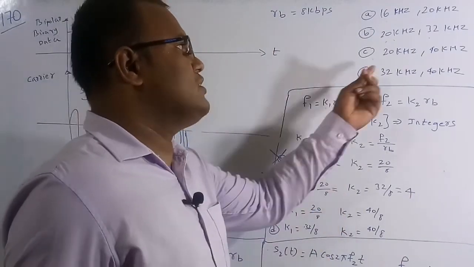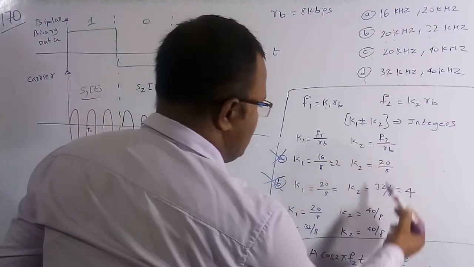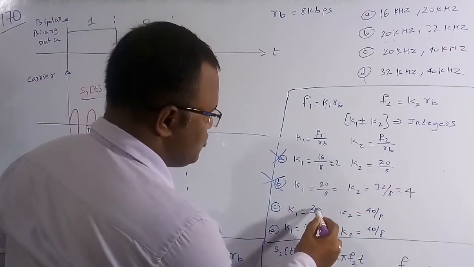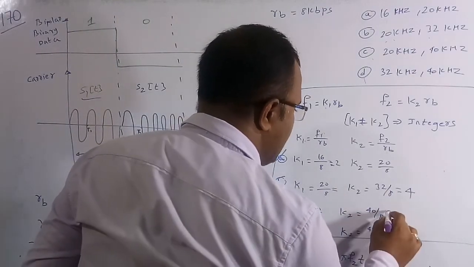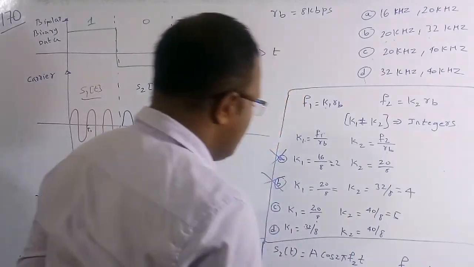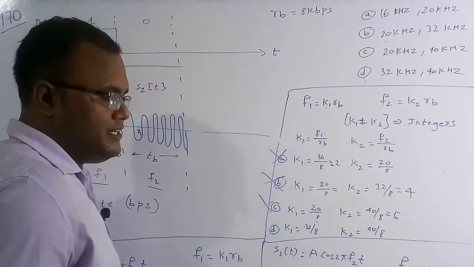Option C, 20 kilohertz and 40 kilohertz. In place of f1 keep 20 and f2, 40. The bit rate is 8. So 20 by 8 is again not an integer, but 40 by 8, yes, it is an integer, with value 5. Both have to be integers. So this is also a wrong option because k1 is not an integer value.